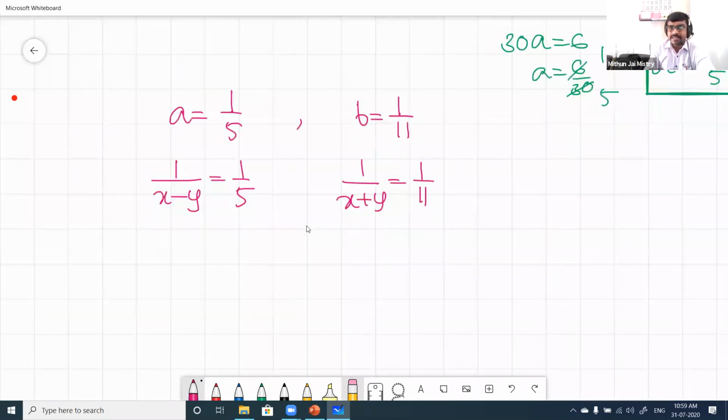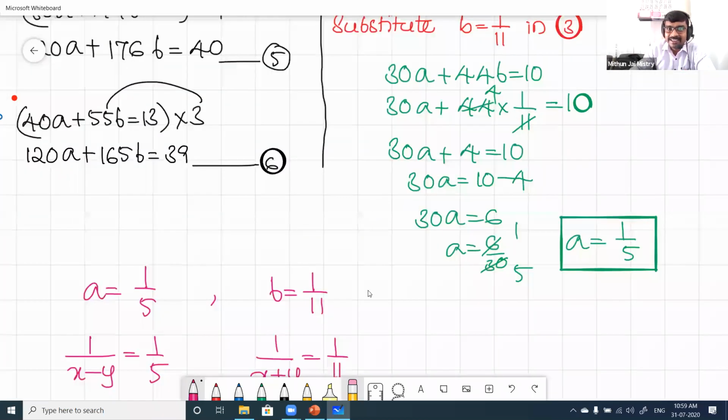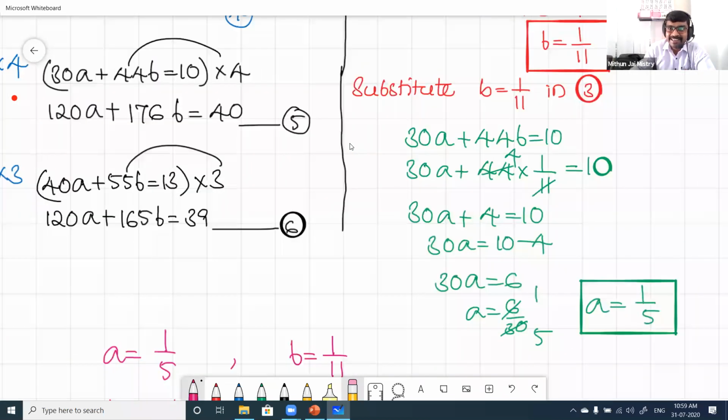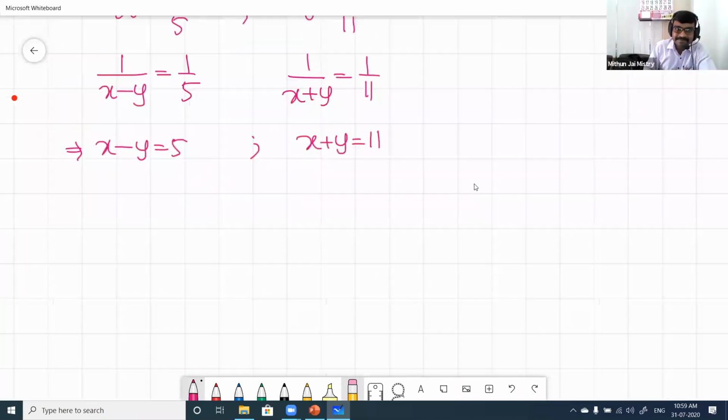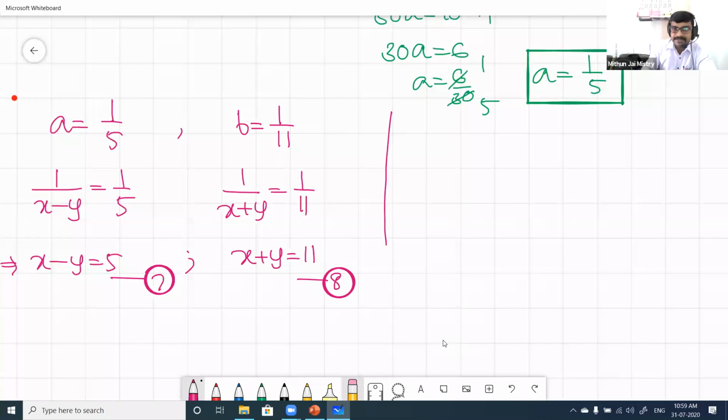Maybe yesterday I said to you guys that if the numerators are equal, that is both are same, then directly you can take that the denominators are also equal. That means you can write here directly without cross multiplication: x minus y is equal to 5, and x plus y is equal to 11. Till now we completed 6 equations, so this is equation number 7 and this is equation number 8. Don't feel very sensitive because now we are going to get the answer finally.